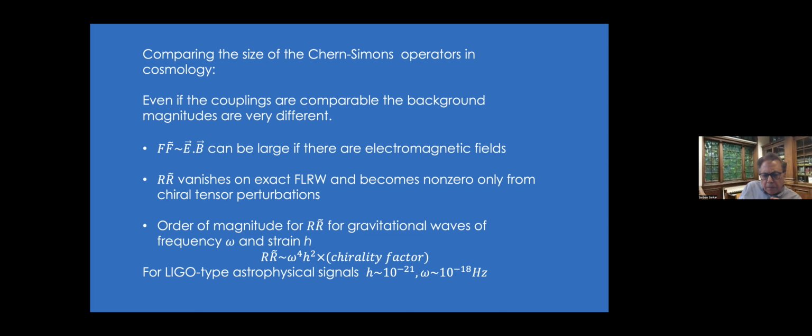because if you look at it, it's going to be of the order of omega to the fourth, h squared, times chirality factors. h, the strain, is like 10 to the minus 21, omega is like 10 to the minus 18 hertz. So it's going to be small in that regard.